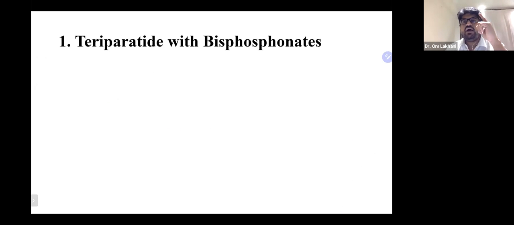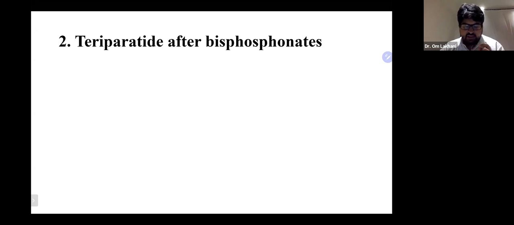Bisphosphonate, remember, what you have to remember is teriparatide with bisphosphonate blunts the effect of teriparatide, right? So I'll show you this. I don't have this picture, but basically teriparatide when given with bisphosphonate, because remember, teriparatide increases the bone turnover, bisphosphonate reduces the bone turnover. So they have an opposite effect. So they blunt each other's action. So again, combination therapy is not a great idea.